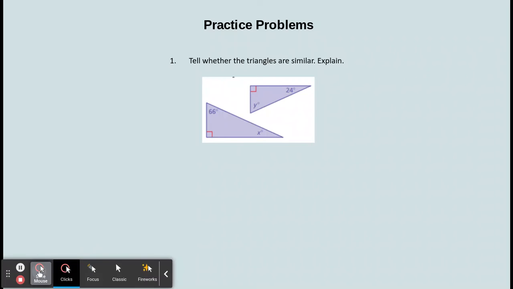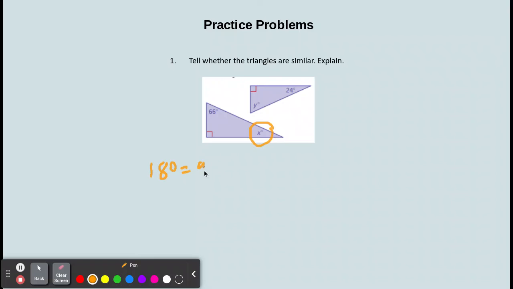So I would solve for x, and I would see if that x equals 24, then we should have similar triangles. In order to set that up, 180 equals 90 plus 66 plus x. We combine our like terms and solve for x. Again, if x equals 24, then they're similar. If it doesn't, then they aren't similar.